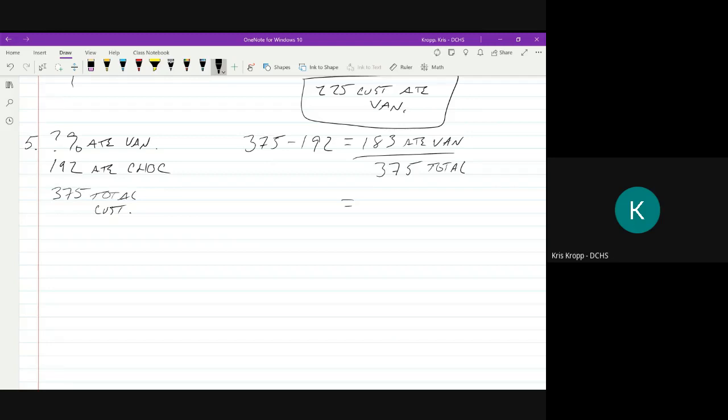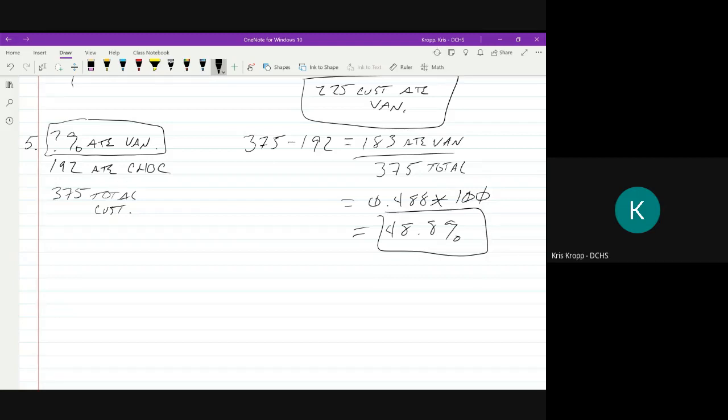So 183 customers divided by the 375 customers works out to be about something like that. But of course, remember, the question asked me for a percent, so I have to multiply this by 100 to get my percent label. So 48.8% is my answer. Anybody need to ask about number 5?